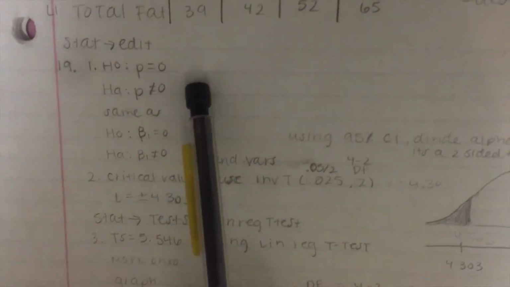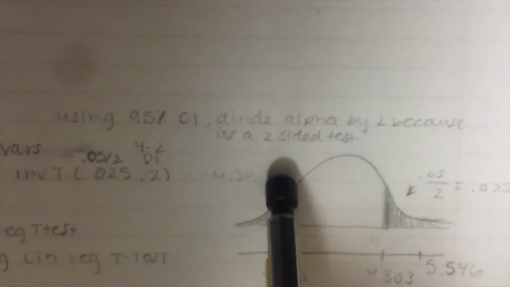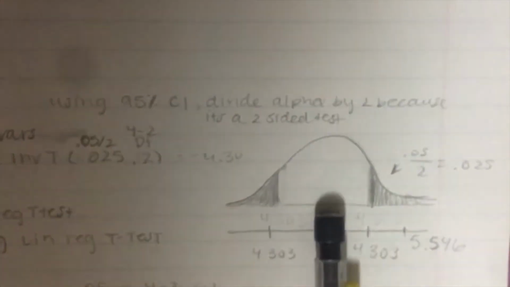And then next, we have to conduct a hypothesis test, and we start by defining the H0 and the HA. So H0 is rho is equal to 0, and HA is rho is not equal to 0. Next, we'll move on to the critical value. We are using a 95% confidence level, so we have an alpha of 0.05, and we'll be dividing that by 2 because it's a two-sided test.